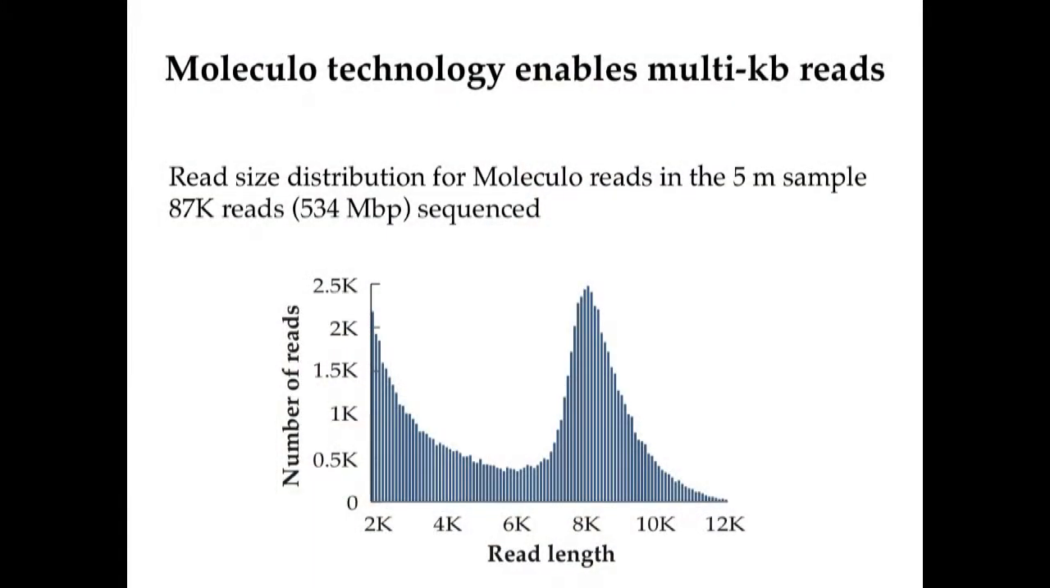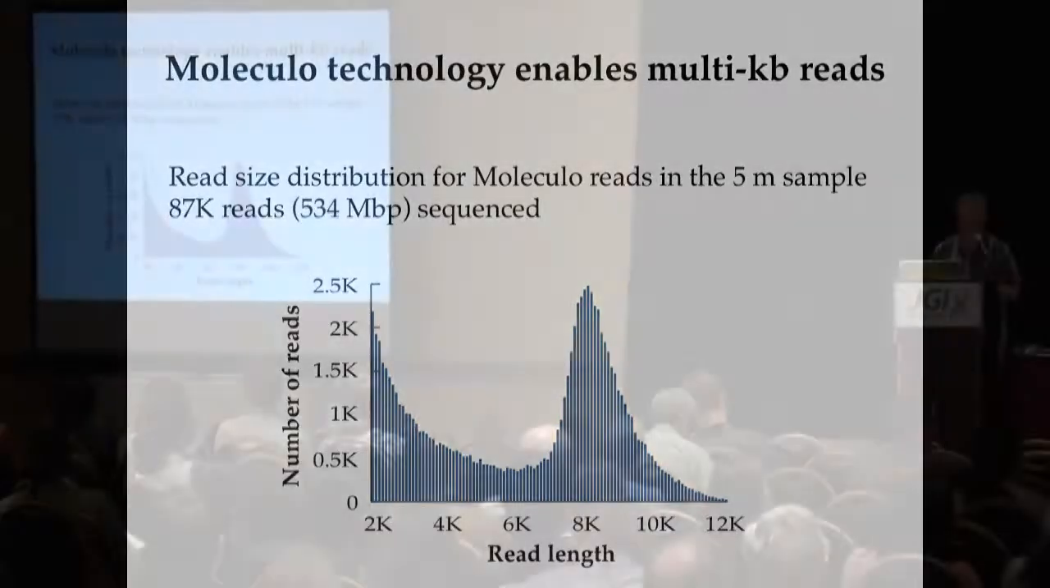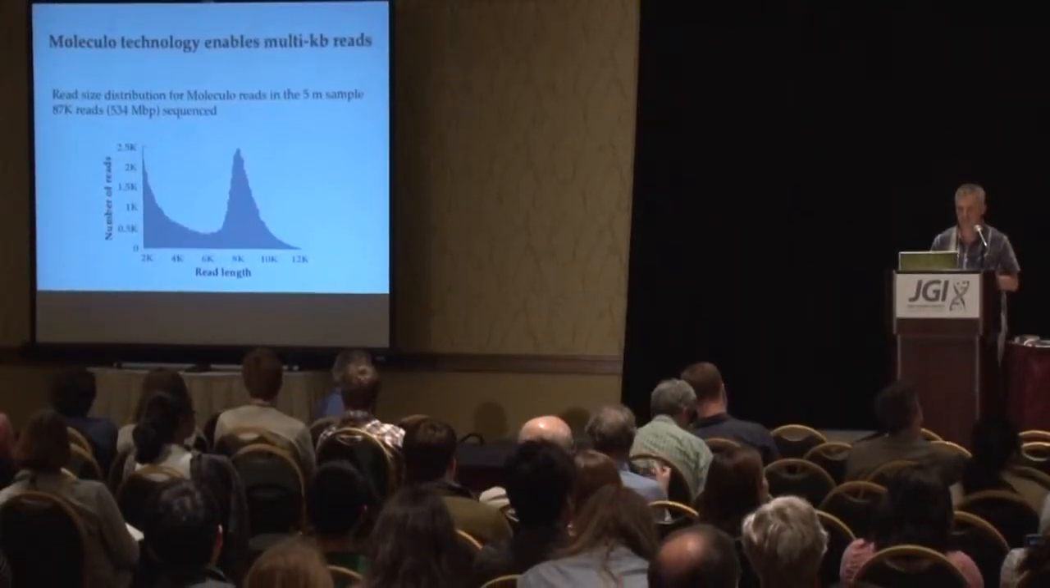This is just to give you an idea of what the read size distribution looks like. Basically, we get read sizes that are between 1.5 kb up to almost 20 kb in some cases, where the average, as I mentioned, is 8 kb.